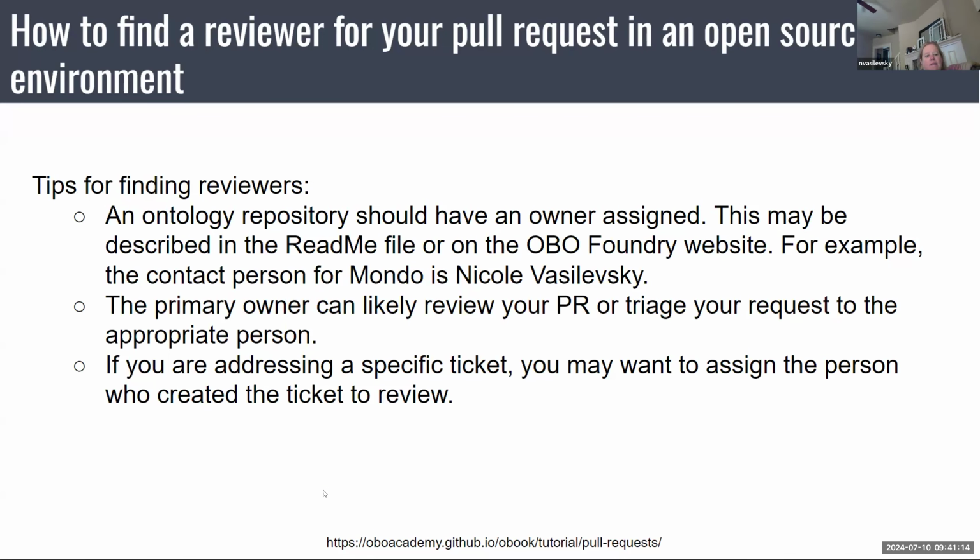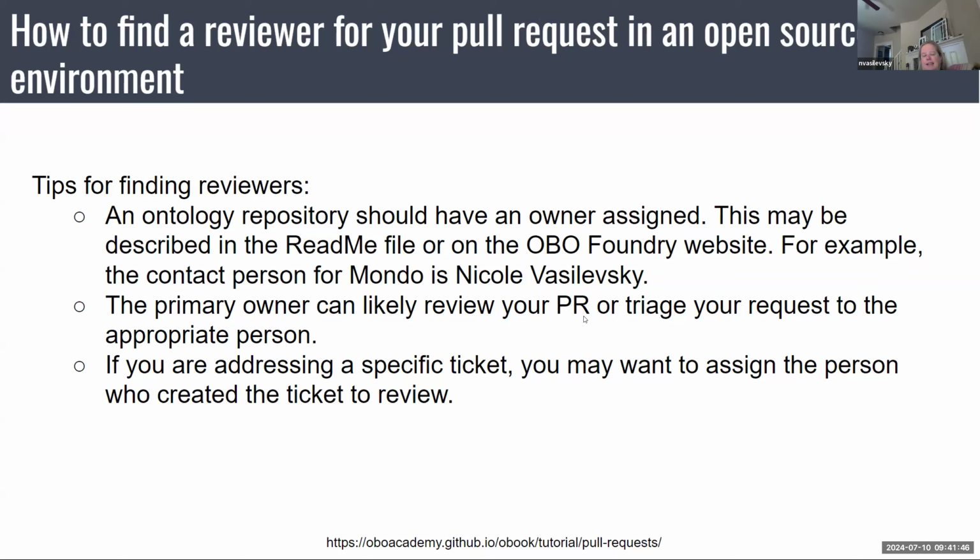And some other tips on finding reviewers. All the OBO ontologies should have some owner assigned. So if you go onto the README file on the repo front page, there should be information about who the ontology owner is, or on the OBO Foundry website. I think it's a requirement that we have an ontology owner assigned to every ontology. So if you go onto that site, you should be able to find the owner of that ontology or a contact person. For example, I'm the contact person for the Mondo ontology.